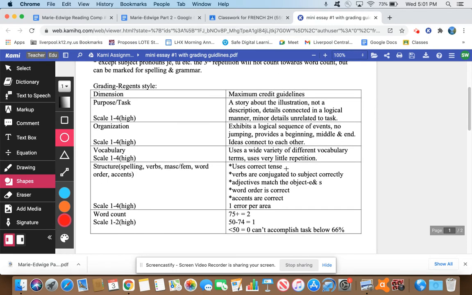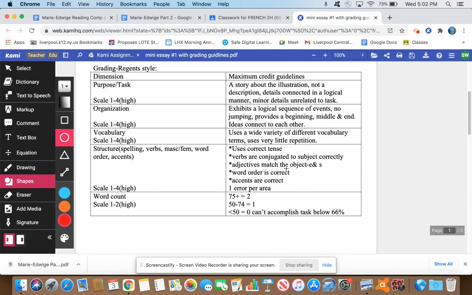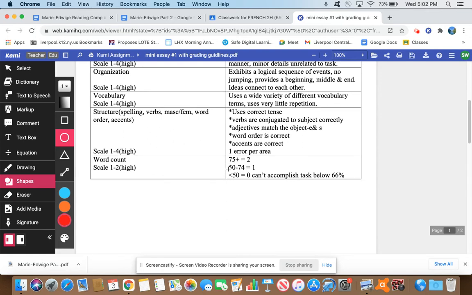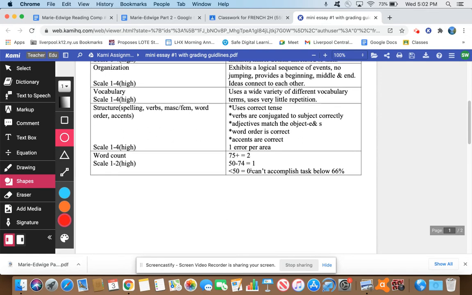If it turns out that 30 of your 75 words are just two or three words, that's unacceptable as a grading criteria. Structure, if you keep it simple, this is going to be a four right off the bat. And your word count, I'm not going to worry about that yet.